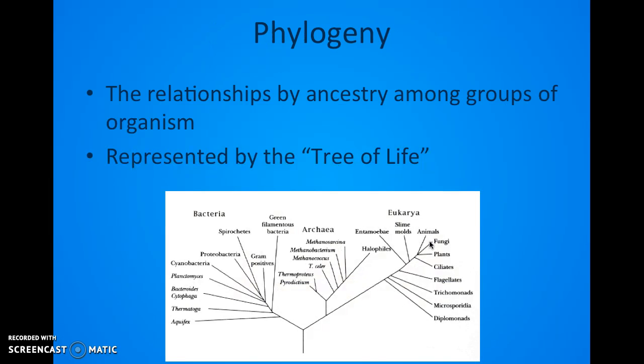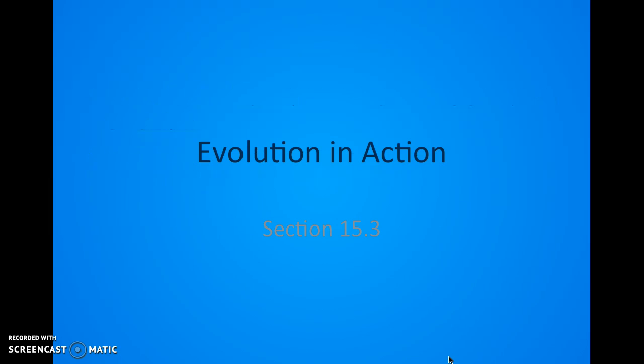How we would set common ancestors up would be using phylogeny or a phylogenetic tree. This would show relationships by ancestry among groups of organisms. This is known also as the tree of life. Looking down here at the picture, you have a branch of bacteria, a branch of archaea, and a branch of eukarya, which are eukaryotic cells. And it shows the common branches on ancestry. The closer the branches are together, the more closely related the organisms would be.